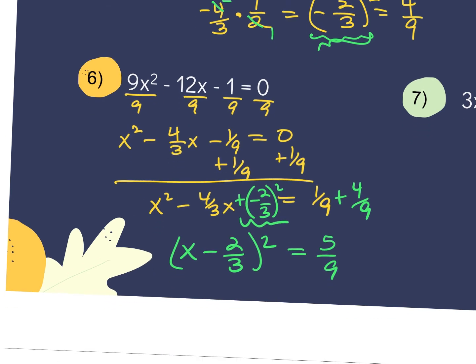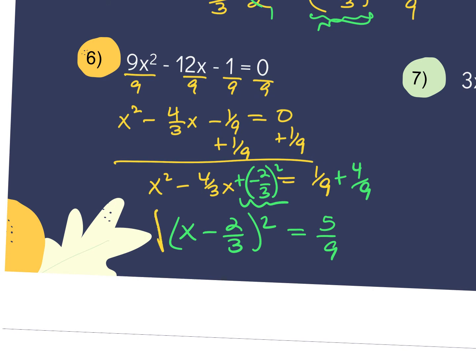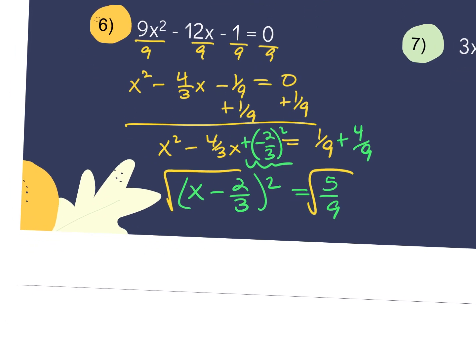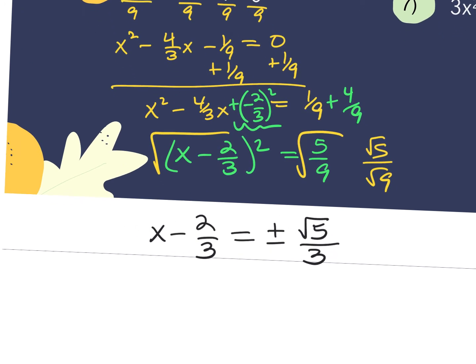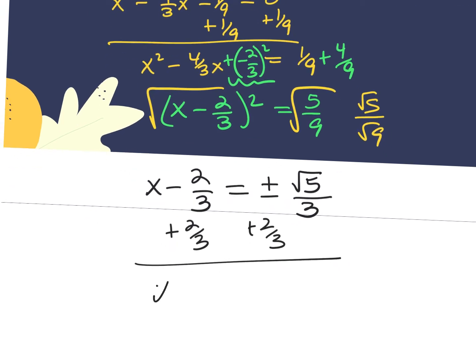Now I use my square root method, and I'm going to square root both sides. And then out of that is going to come x minus 2/3 is equal to plus and minus. And again, I could root these separately. I could do the square root of 5, square root of 9, and this becomes square root of 5 over 3, because 9 is a perfect square. I now need to isolate the variable, so I'm going to add 2/3 to both sides. And now I'm left with x is equal to 2/3 plus or minus the square root of 5 over 3.